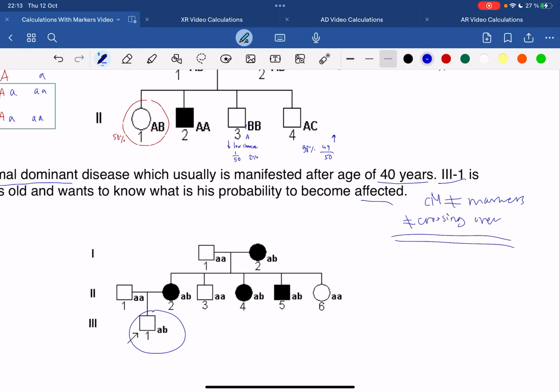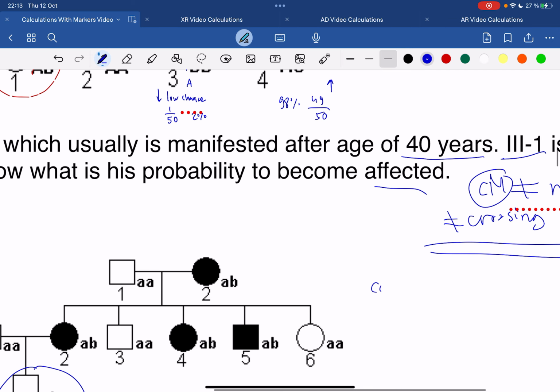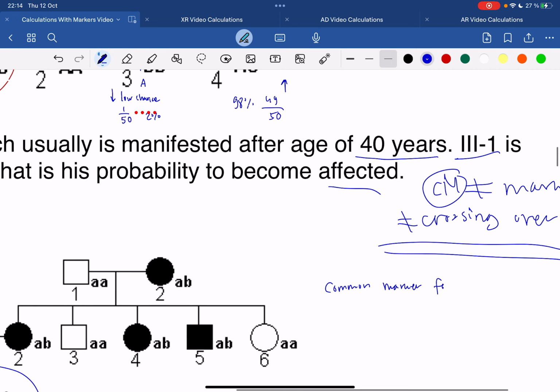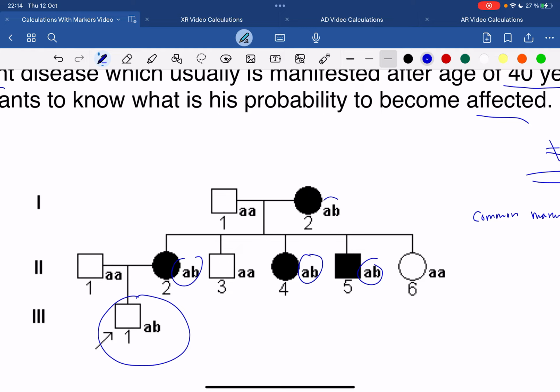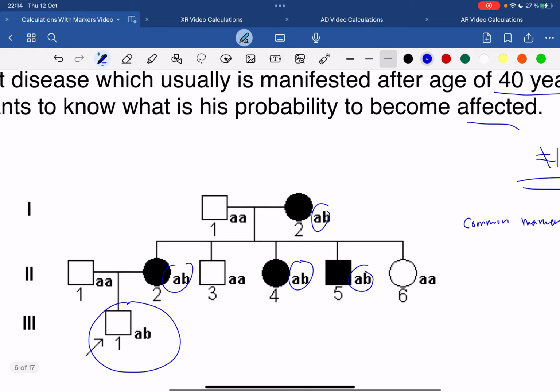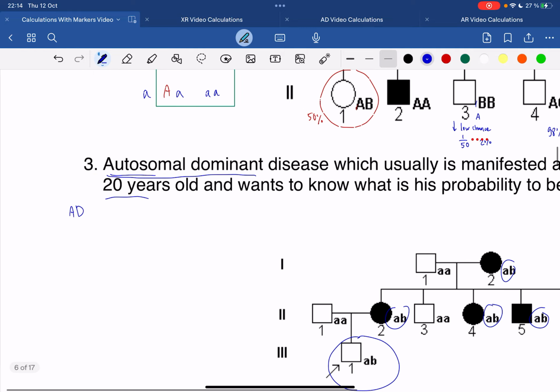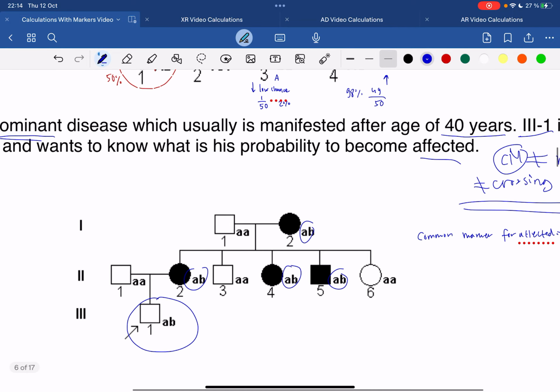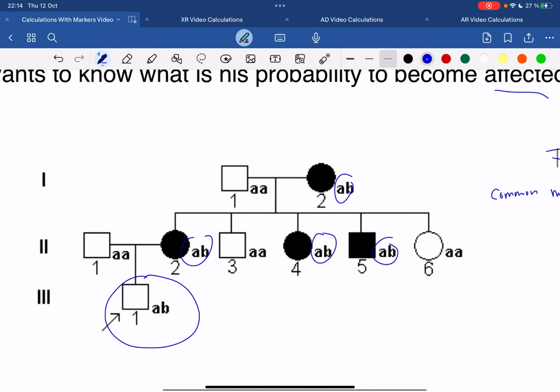So in our case, we have AB here. What is our common marker between all the affected? Here we can see that all these affected have AB. So we're not really sure which of these it is, because it's an autosomal dominant, so it only has to be one of these, and that one is actually the one for the affected.